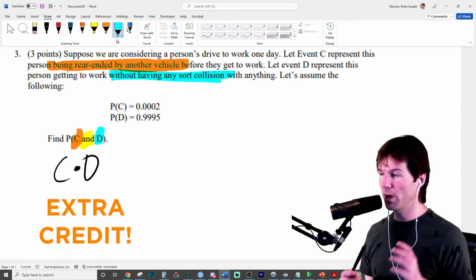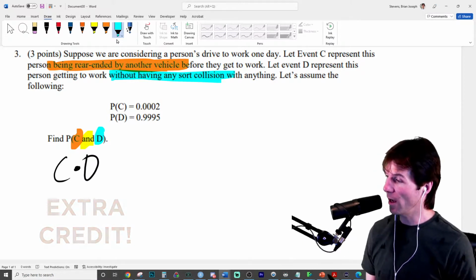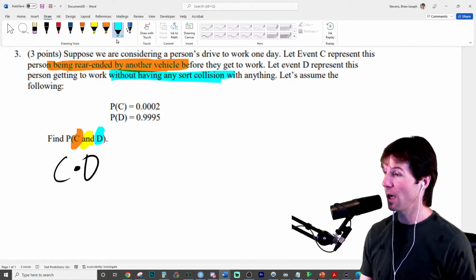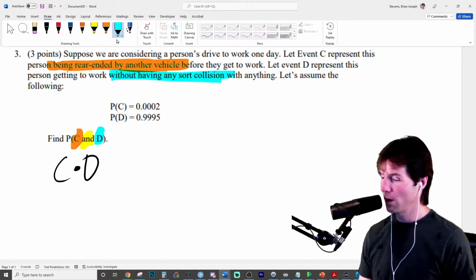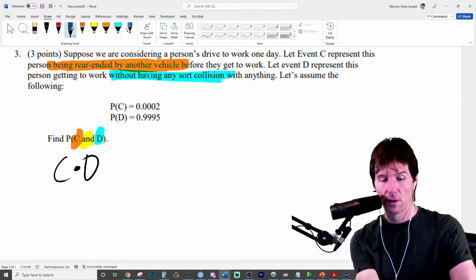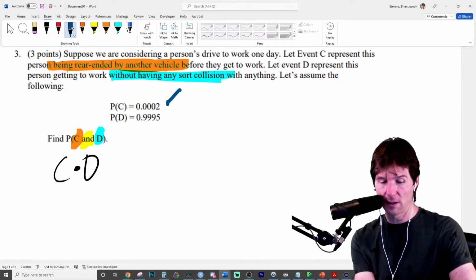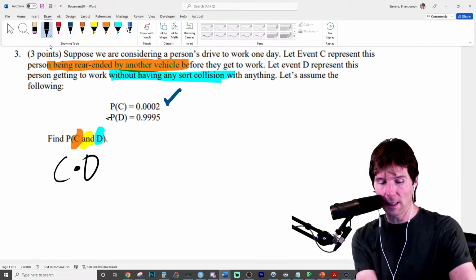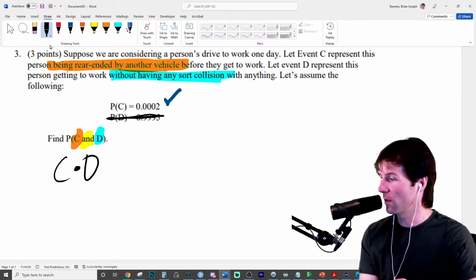So getting to work without an accident would require not getting into an accident. If you get into an accident, if this occurs, the probability of getting to work and not getting in an accident would go to what? Because this can't occur. That's the hint.